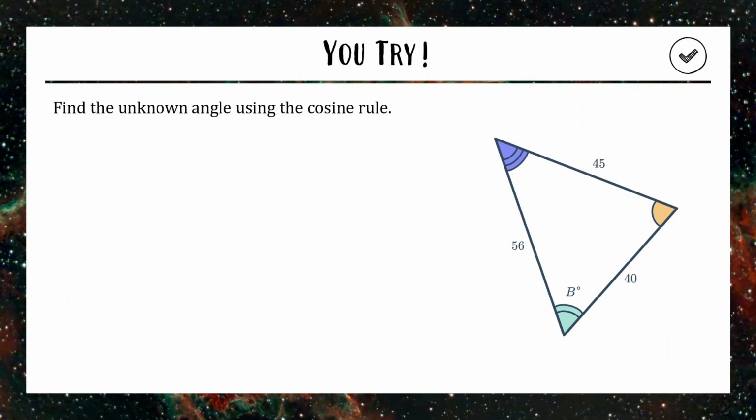Once again, pause the video and try to use the cosine rule to find the unknown angle B by setting 45 as little c, and 56 and 40 are going to be A and B. Here's your chance to pause. 3, 2, 1. No solution once again, but here is the answer if you want to check that you did it correctly. The answer for B is approximately equal to 53 degrees.